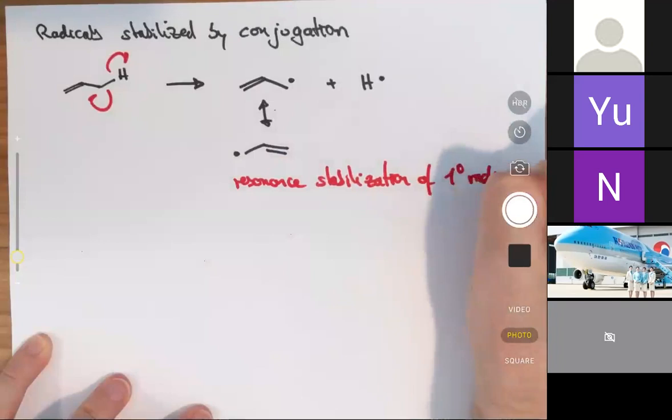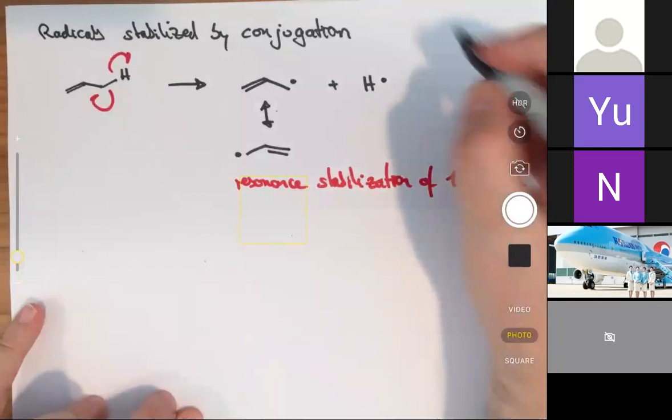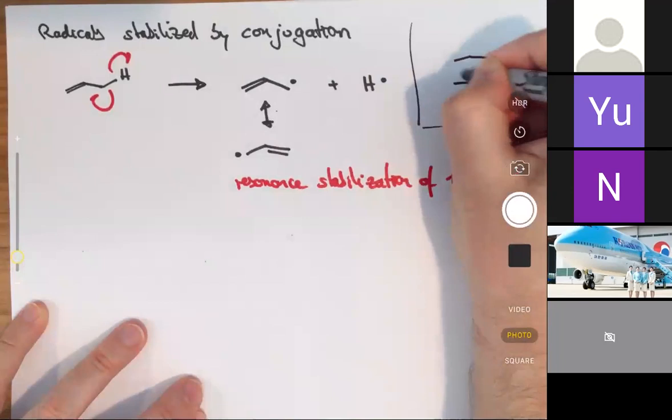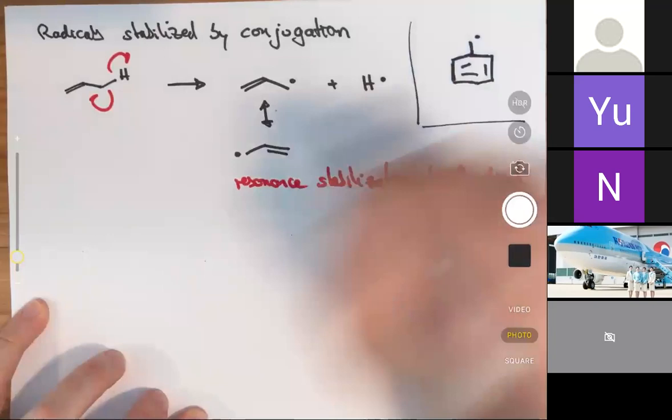So this allylic system does not always have to be just a double bond, but it could be a conjugated system. Or analogously, you could also think about radicals in the benzylic position next to an aromatic ring. They experience basically the same stabilization through the extended pi system that there can be in conjugation with the aromatic ring. So they are also allylically stabilized.